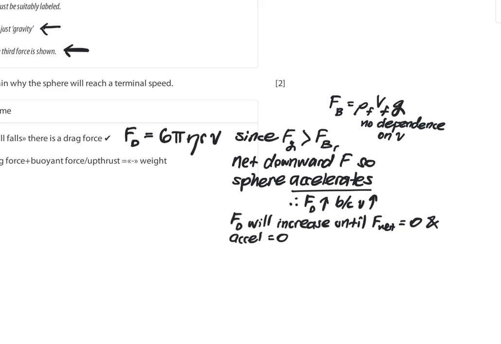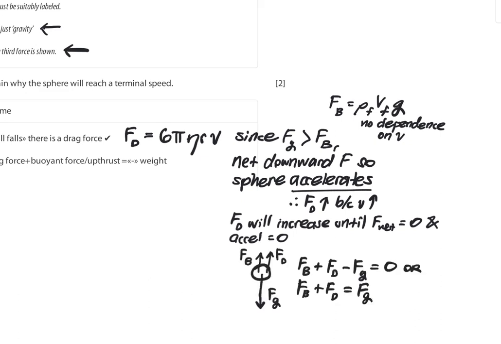Now, what is that condition? When the sum of the buoyant force, which is constant, and the drag force, which is increasing up to the point that the net force equals 0, is equal to the weight, then the net force is 0. We're no longer accelerating, and we are falling at a constant velocity. We call this velocity value that we've now hit the terminal velocity.